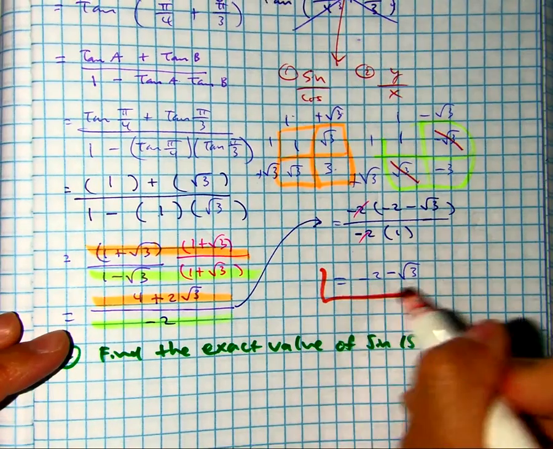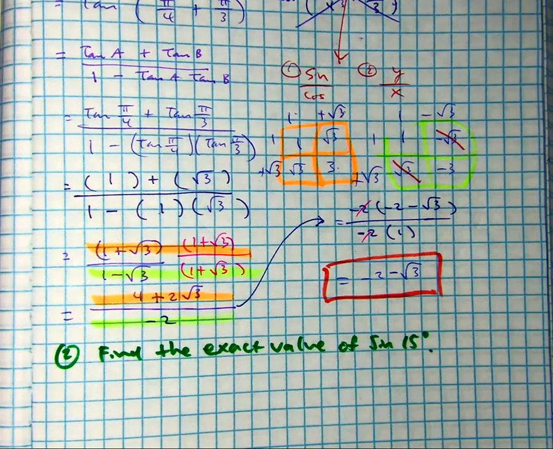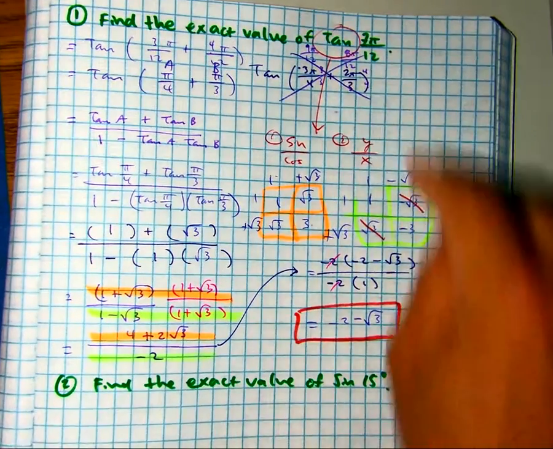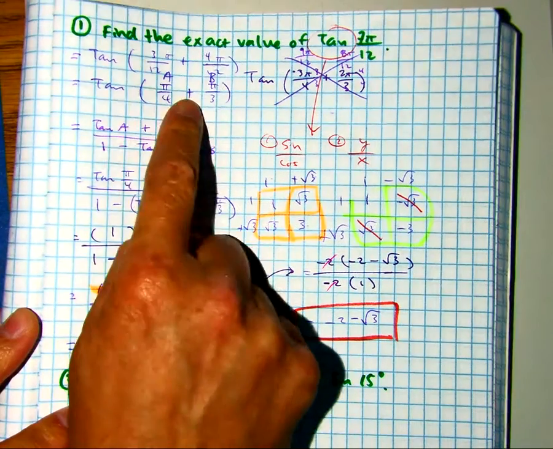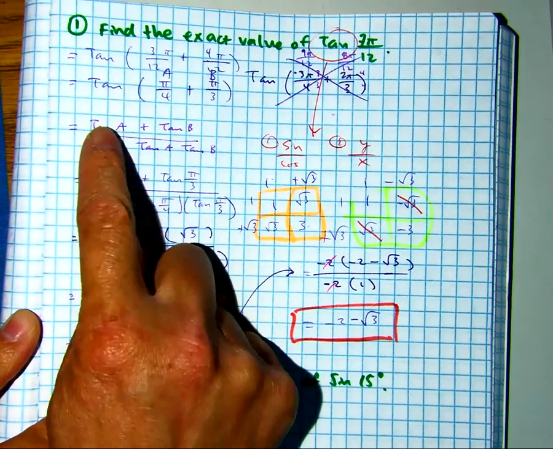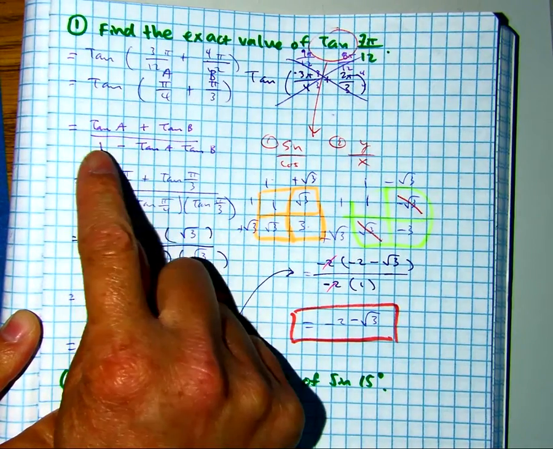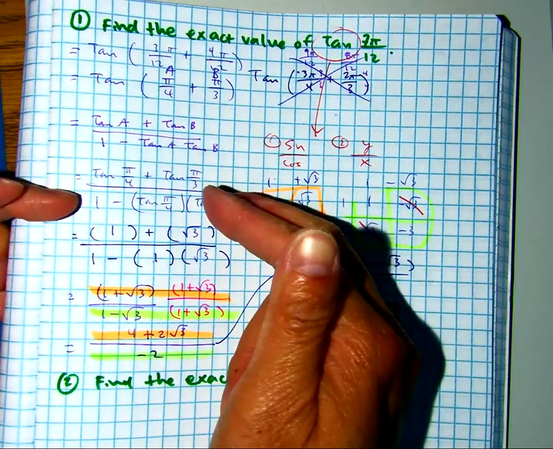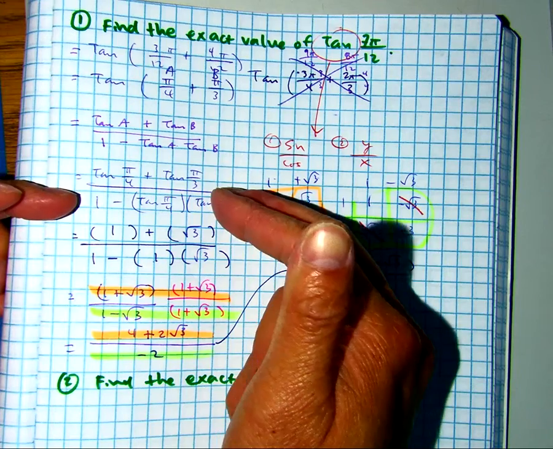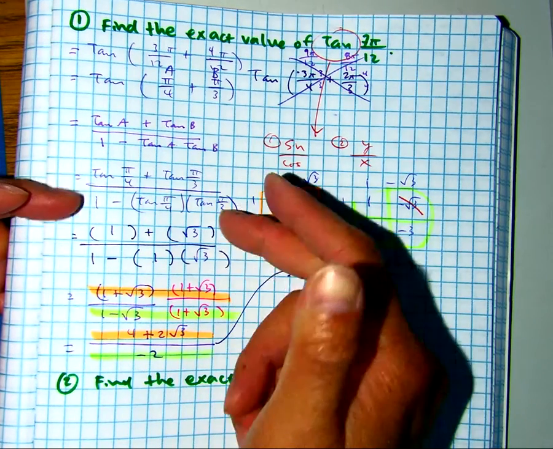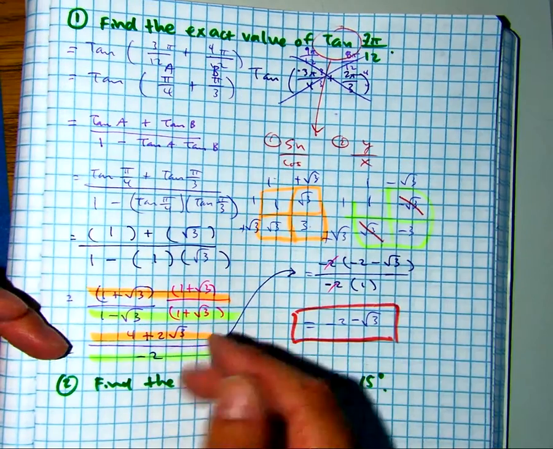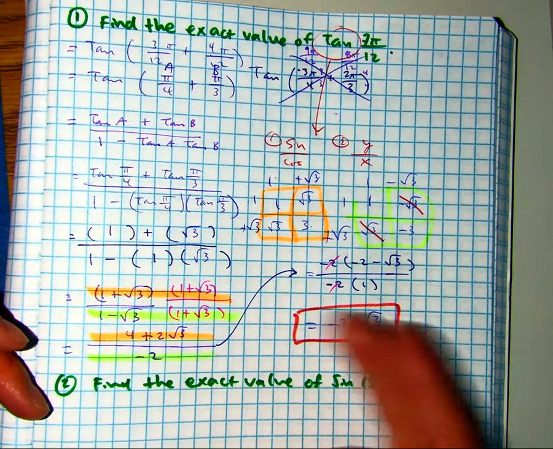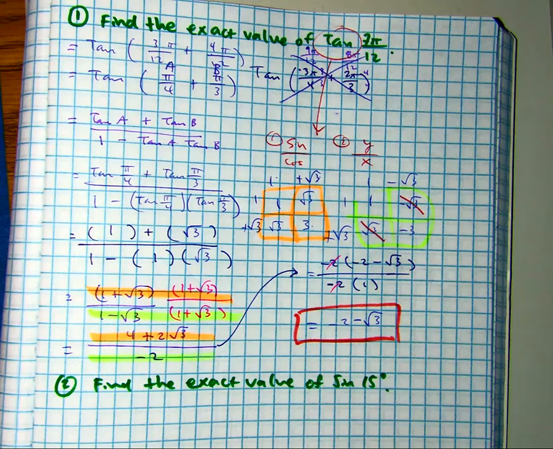In this problem, we had to find the exact value of tangent of 7 pi over 12. Notice that this is not our unit circle. We can use the sum identity of tangent: tan plus tan over 1 minus tan tan. Put your substitutions. You're using your unit circle to evaluate those exact values. Here we had to use the conjugate to rationalize the denominator. And I factor out a negative 2, and we got this answer.